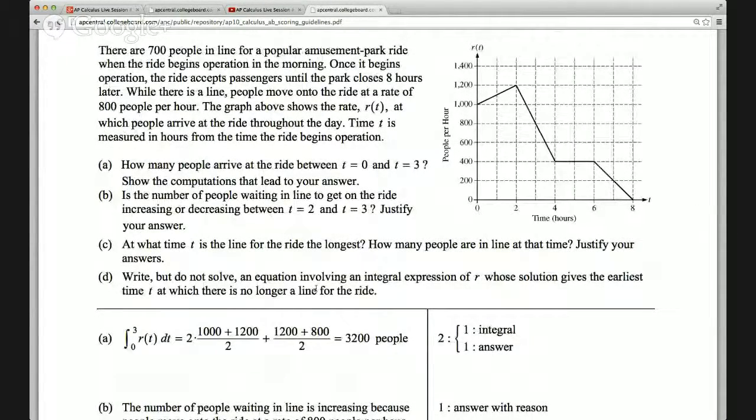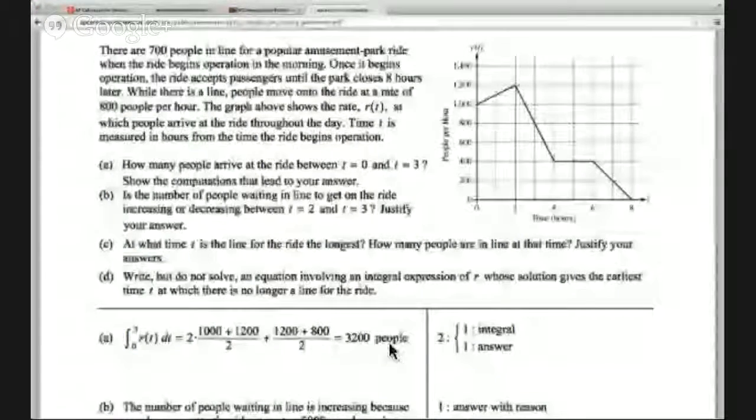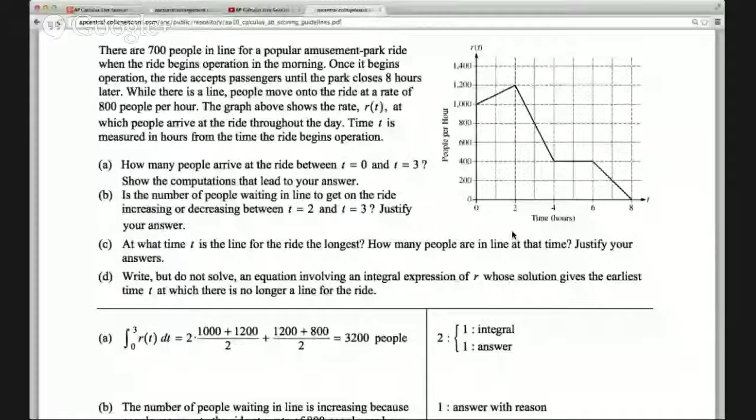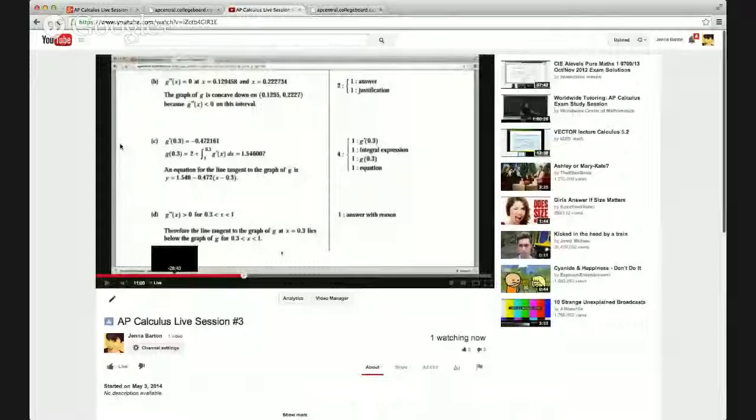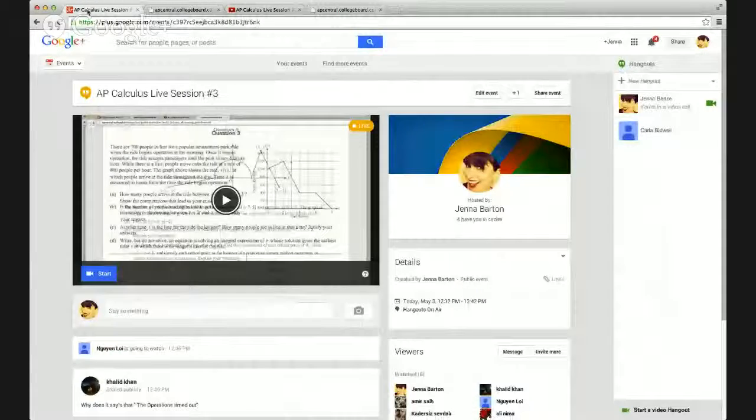Let me just do a real quick look and see if there are any questions. Checking the Twitters. Checking the YouTubes. Checking the session page.